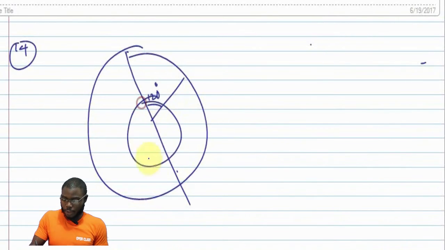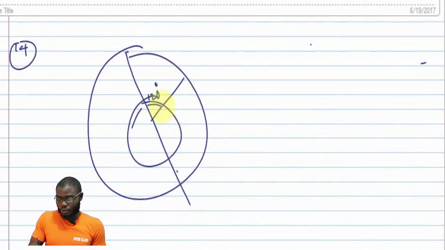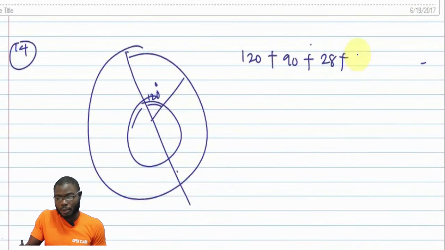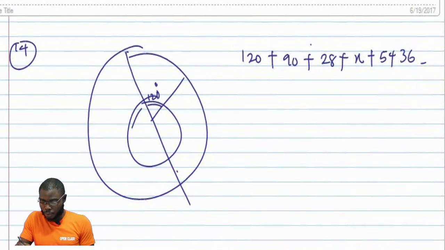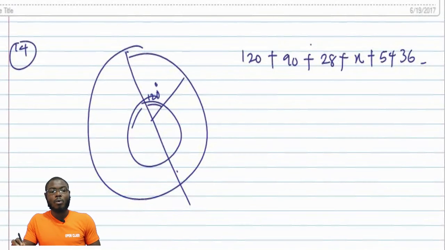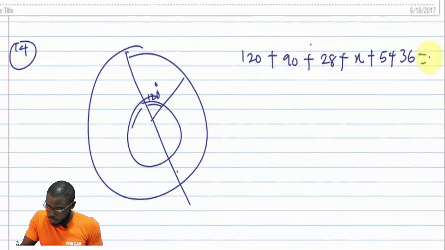All the angles that you have from the question sum up to 360 degrees. So you have English, which is 120 degrees, plus maths, which is 90 degrees, plus biology, which is 28 degrees, plus economics, which is what you're looking for, plus chemistry, which is 54 degrees, plus physics, which is 36 degrees. So you have 1, 2, 3, 4, 5, 6. All these are equal to 360.